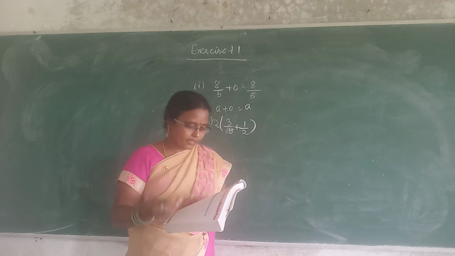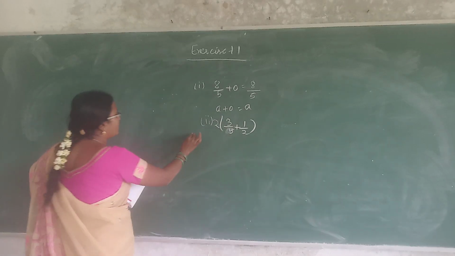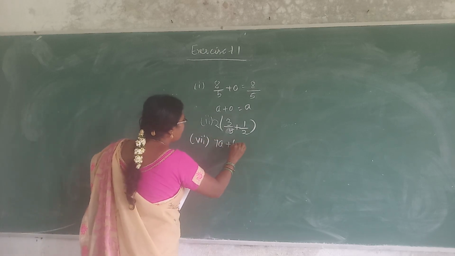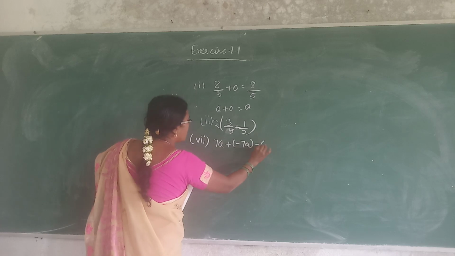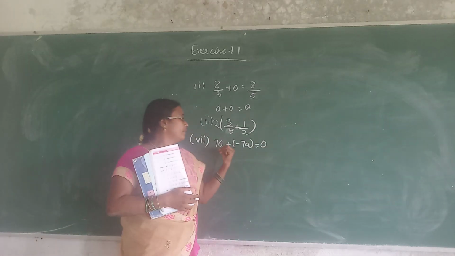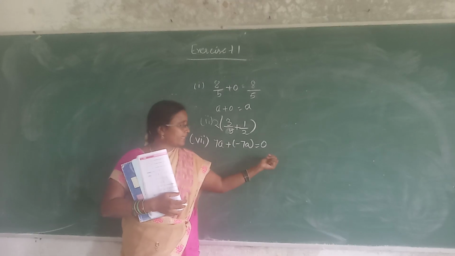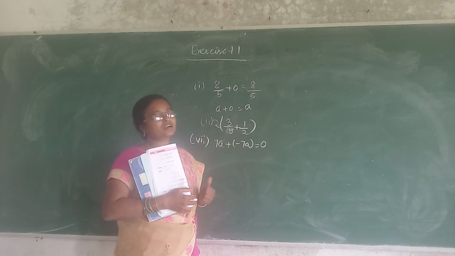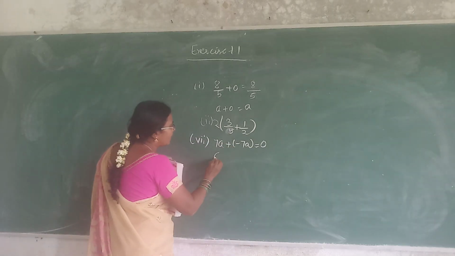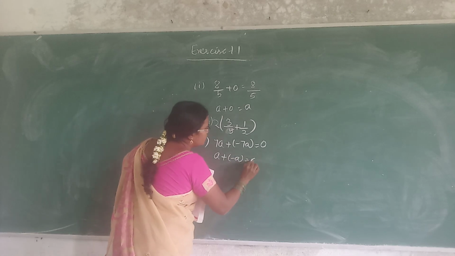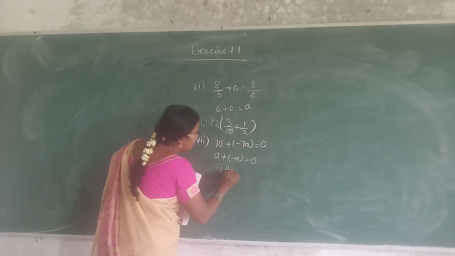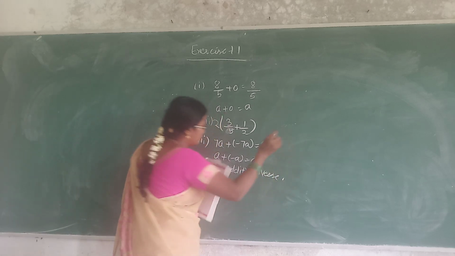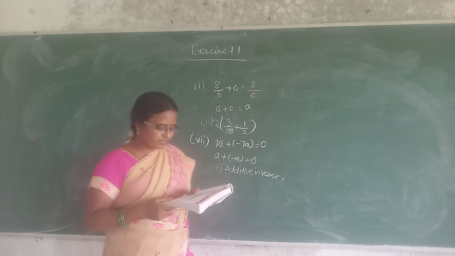So, you can go for the remaining problems, and if you see the seventh problem here, 7a plus minus 7a is equal to 0. When two similar elements are added, you get the additive element 0. It is nothing but the additive inverse, by the formula a plus minus a is equal to 0. We can say this is the additive inverse. So, you can solve the remaining problems in a similar way.